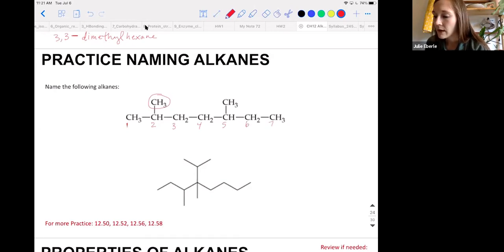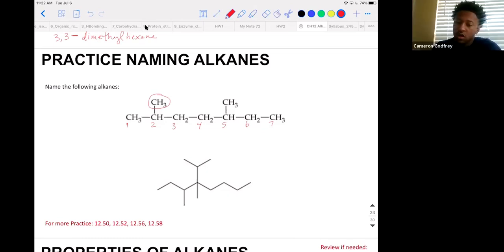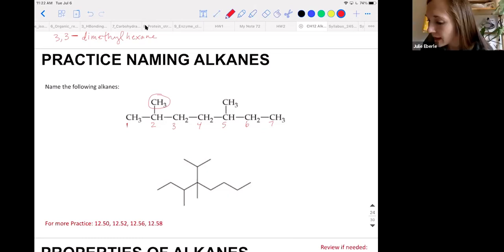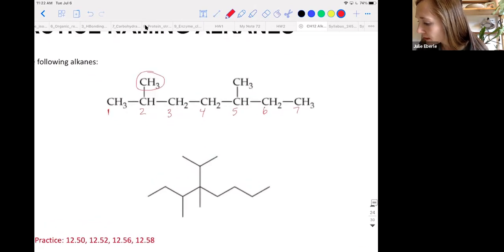Okay, now we got 7 carbons, so what kind of compound is this? It's all carbon-hydrogen single bonds. We got no double bonds, no functional groups. It's an alkane. But what name denotes 7 carbons? Hepta. Heptane. Thank you, Cameron. So it'll be heptane. So I'm going to try to write this underneath.